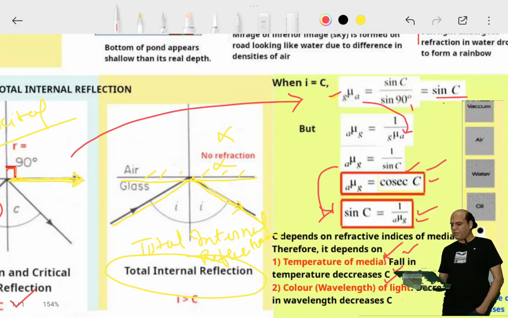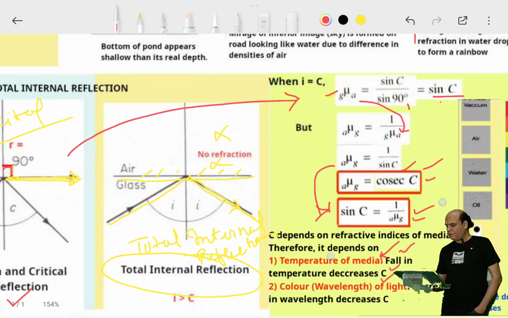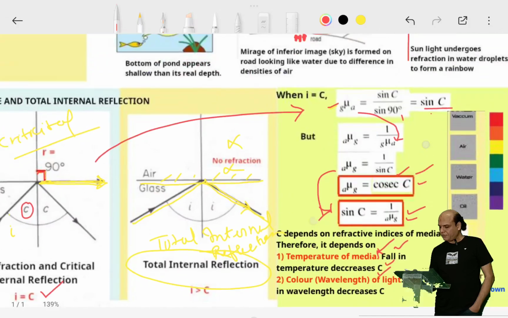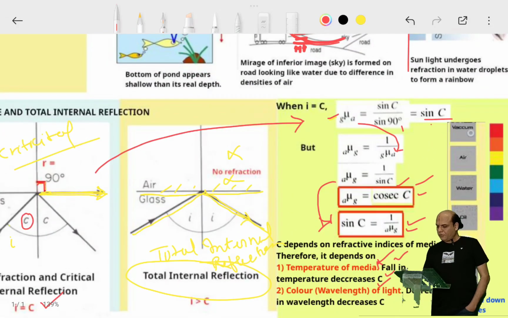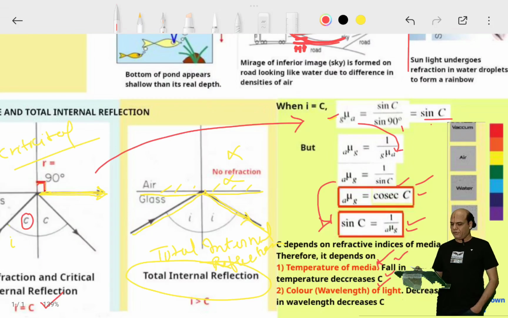So if you remember your stack here, vacuum and then diamond at the bottom, or your reverse stack. As we move from top to down, critical angle decreases. Okay.